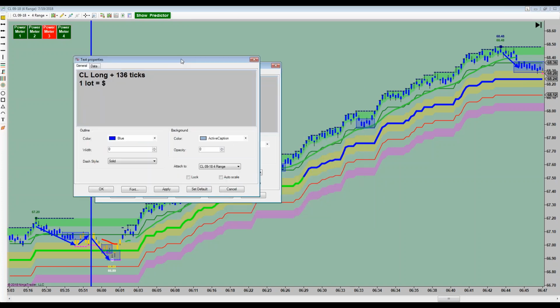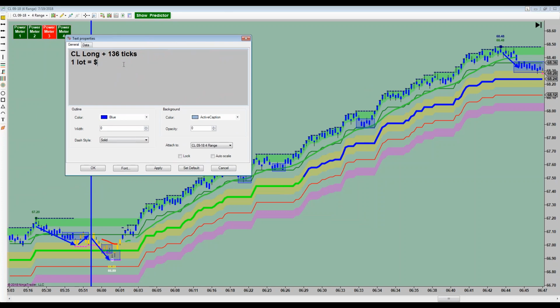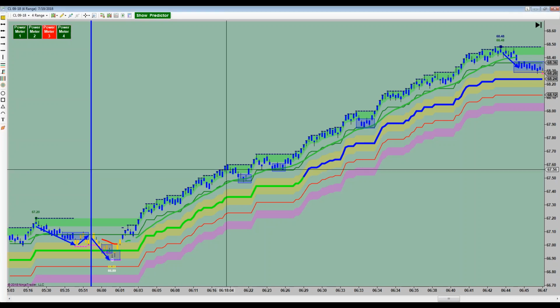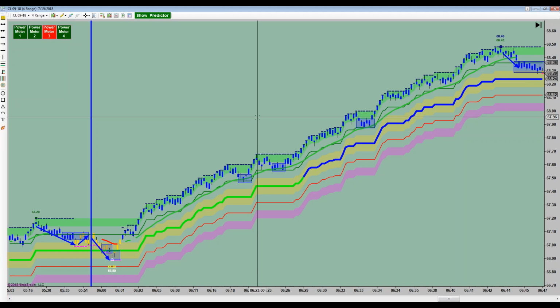It's not $10 a tick, right? $10 a tick. 10 times that is $1,360. Yes? If you put 2 contracts on and you let it go all the way up, you would have made twice that, which is $2,720. Not a bad morning. What do you think?